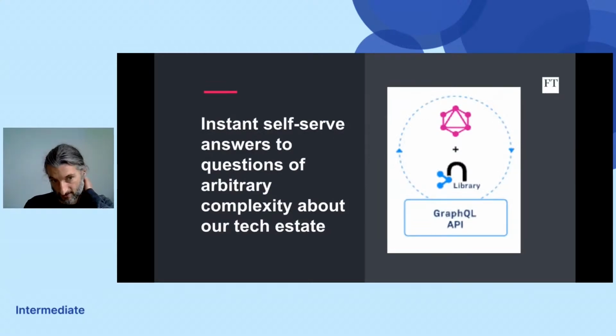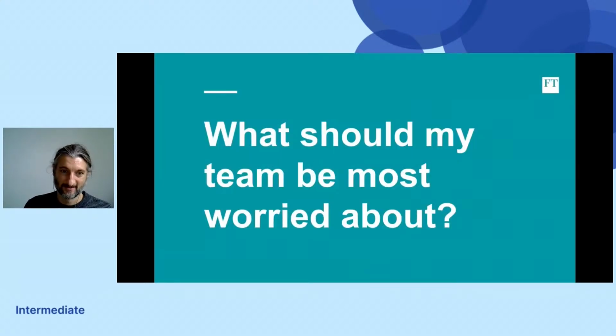But what I've described about our stack, hopefully you're convinced that we've built something that allows our users to self-serve answers to questions of arbitrary complexity, and they get instant answers. So that's incredibly good for making sure people are data-led. So that's good, but I think we can do even better. A question a lot of our teams have is, what should my team be most worried about? Is it security? Is it reliability? Is it costs?